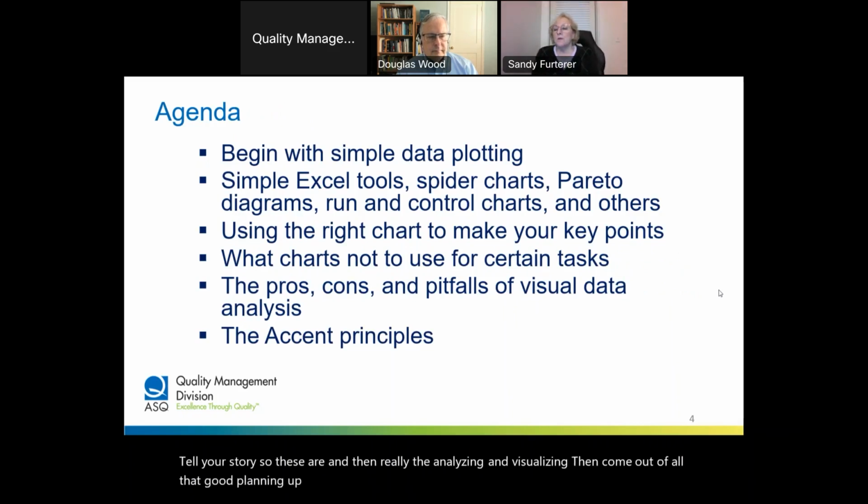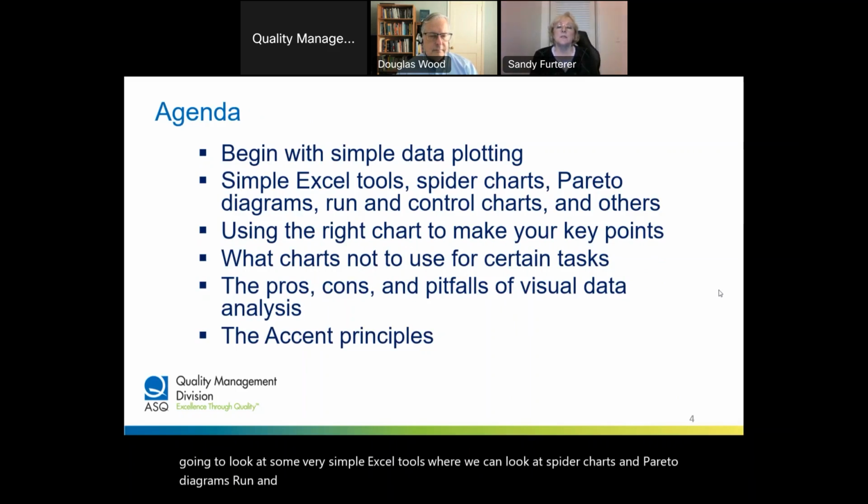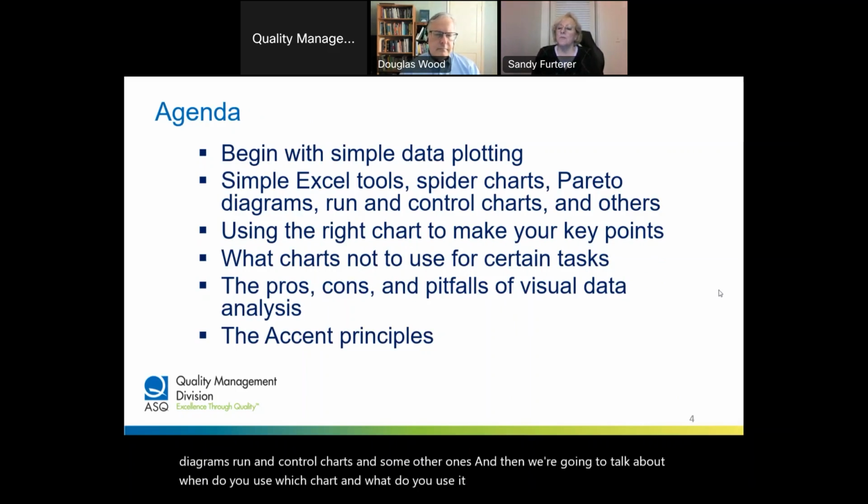So we're going to start with some simple data plotting. We're going to look at some very simple Excel tools where we can look at spider charts and Pareto diagrams, run and control charts, and some other ones. And then we're going to talk about when do you use which chart and what do you use it for. And there are some pros and cons.